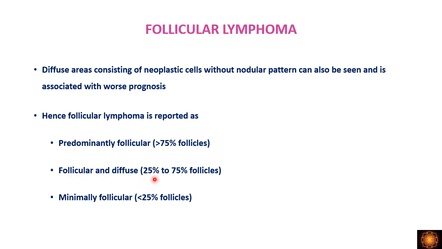That means 25% to 75% of the follicles are follicular. If follicles are present in less than 75% but more than 25% of the lymph node, we call it follicular and diffuse. If it is only the diffuse pattern with occasional follicles seen, that is less than 25% of the follicles, then we call it minimally follicular. So it's important to give this in the report, whether it's predominantly follicular, follicular and diffuse, or minimally follicular, because the minimally follicular type of follicular lymphoma will have the worst prognosis.